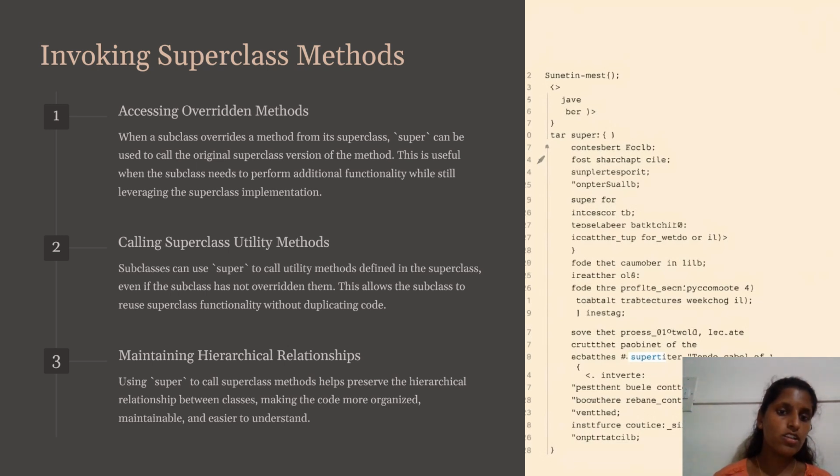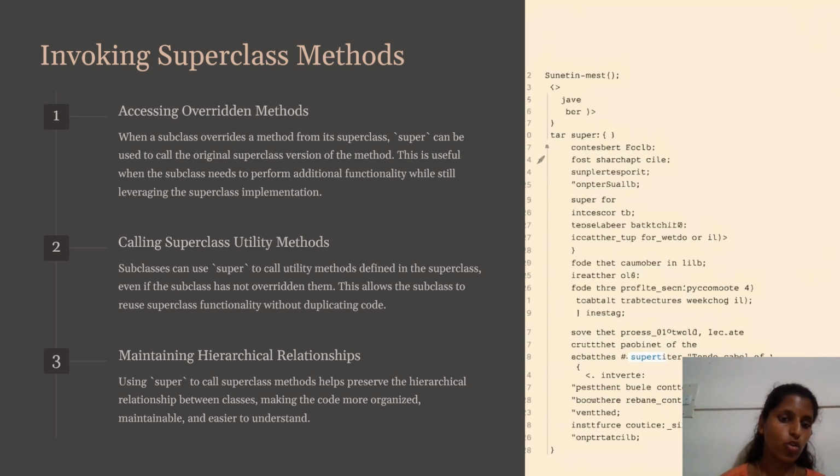Calling superclass utility method. Subclasses can use super to call utility methods defined in the superclass even if the subclass has not overridden them. This allows the subclass to reuse superclass functionality without duplicating code, maintaining the hierarchical relationship.